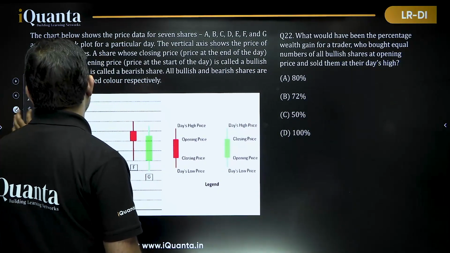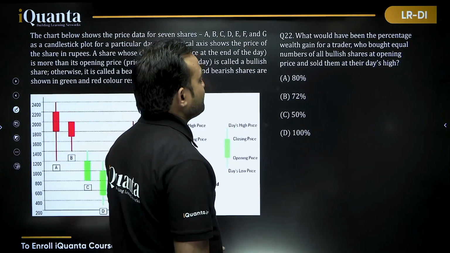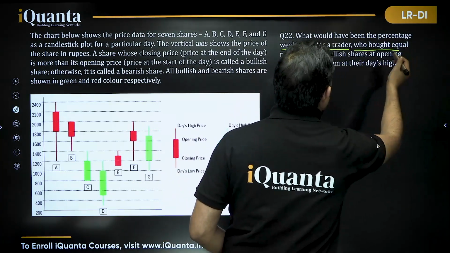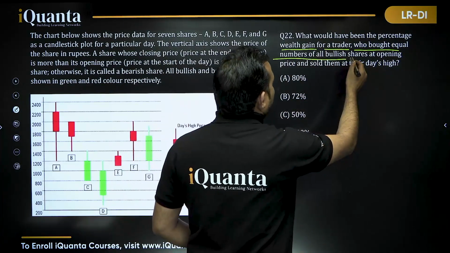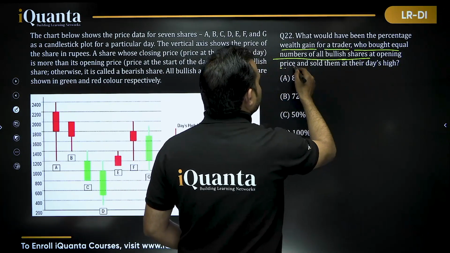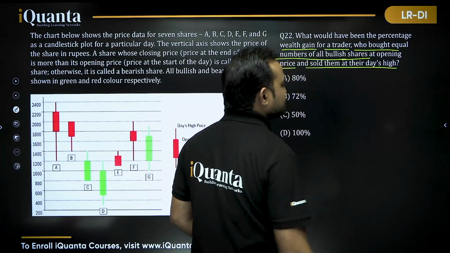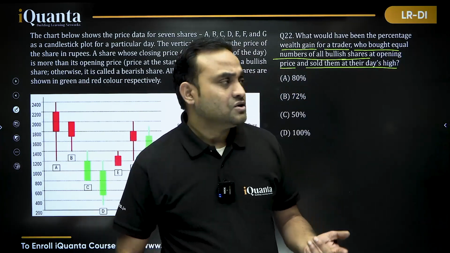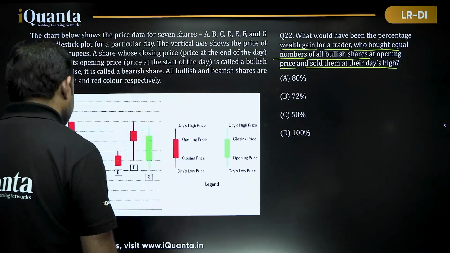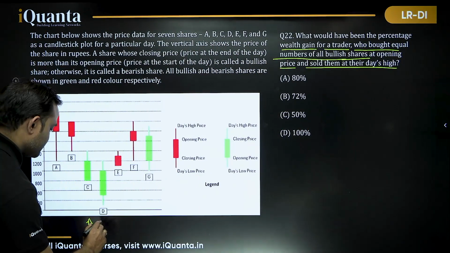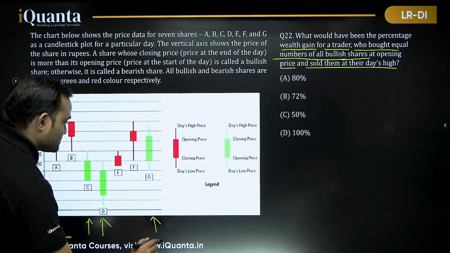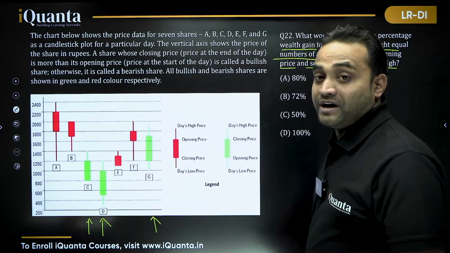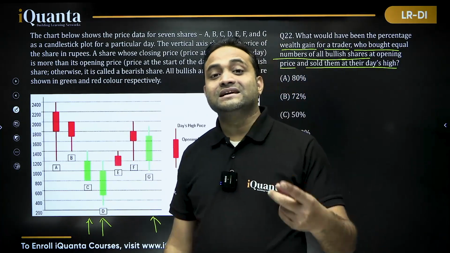Then comes question number 22. What would have been the percentage wealth gain for a trader who bought equal numbers of all bullish shares at opening price and sold them at their day's high? Equal number of shares. So we can take one share each. So what are those bullish shares? So they are C, they are D and G. These are the bullish shares, right? Bullish shares, where the closing price is greater than the opening price.